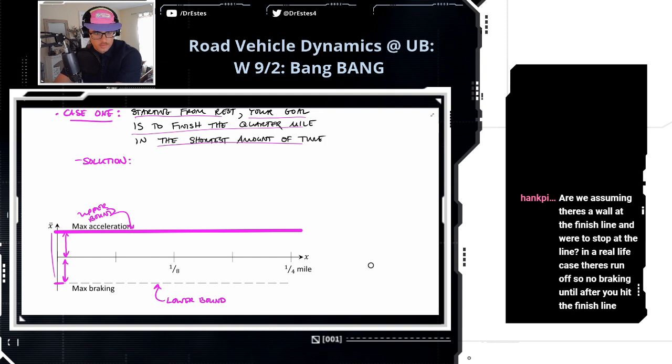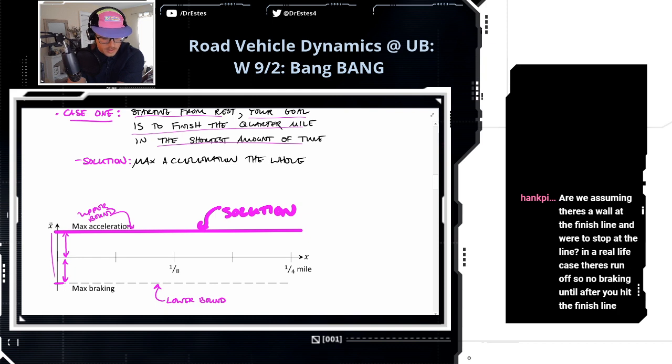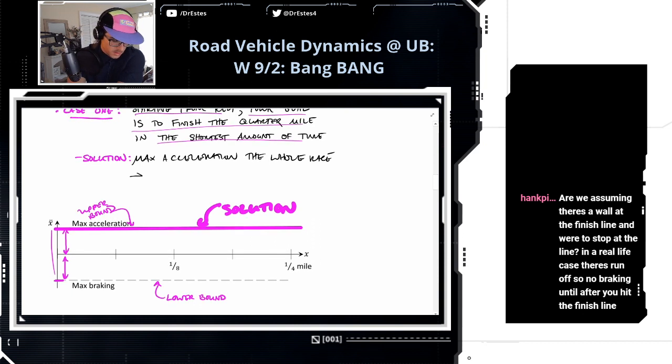So this is the solution. In an ideal world, you apply max acceleration the whole time. Max acceleration the whole race. Why? Because this generates the most speed over time, and you'll cover the most distance.